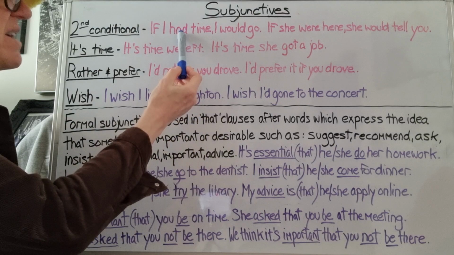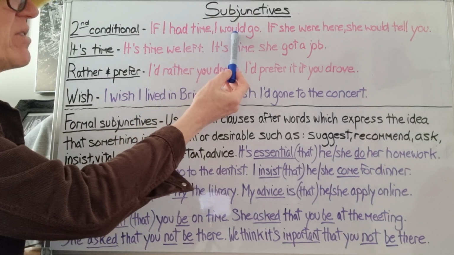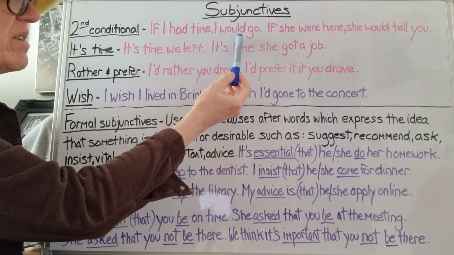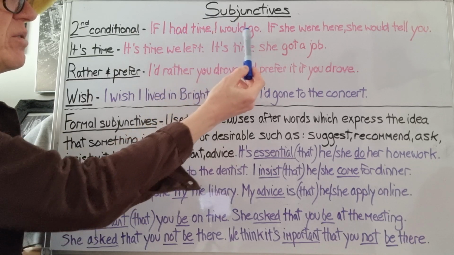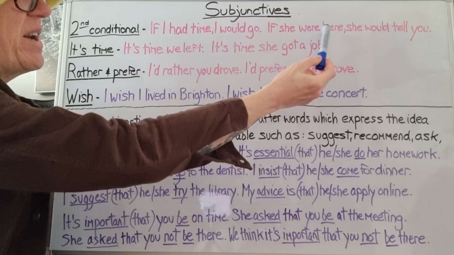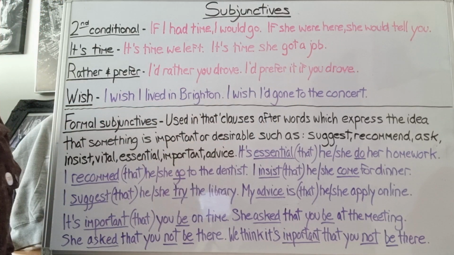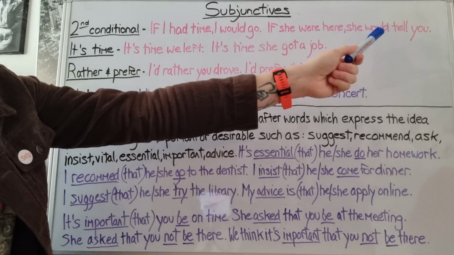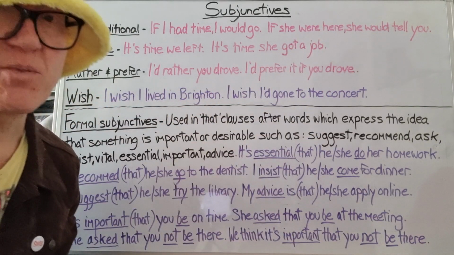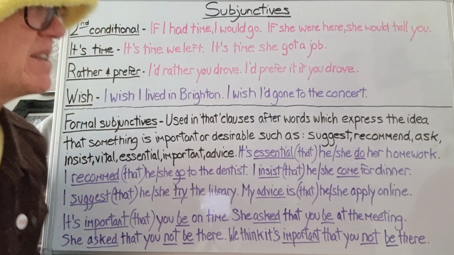So we use the past simple, but we are talking about the present or future, and that's a subjunctive, okay? If I had time, I would go. If she were here, she would tell you. Were is the past of to be, but we're talking about the present. And we use the subjunctive when we imagine things, and that's what we're doing here.